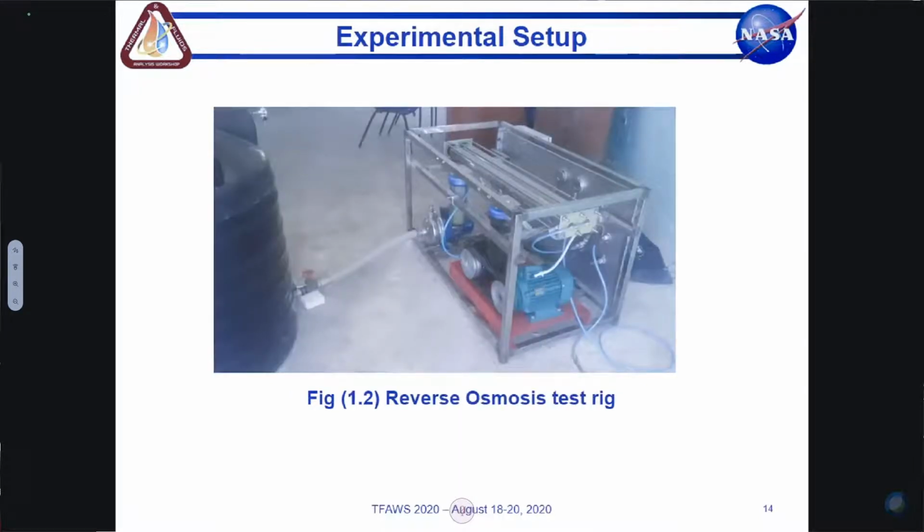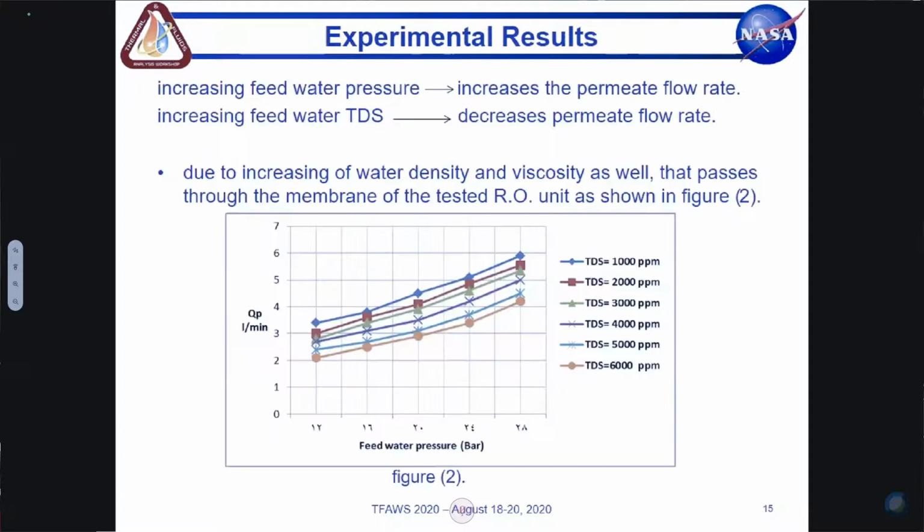After that, the membrane module has 2 outputs. One through the throttle valve, which will be the brine water going to the brine tank, and the second through the flow meter to the permeate tank, the permeate water. This is a picture of the reverse osmosis test rig in real life.